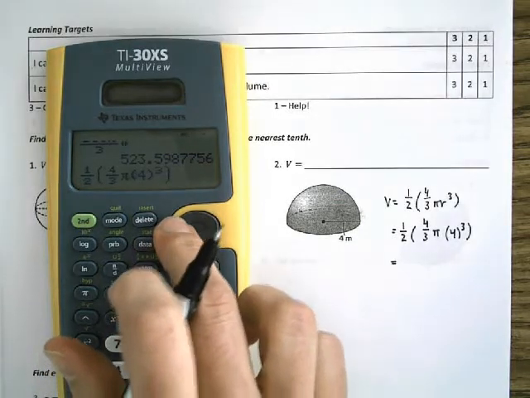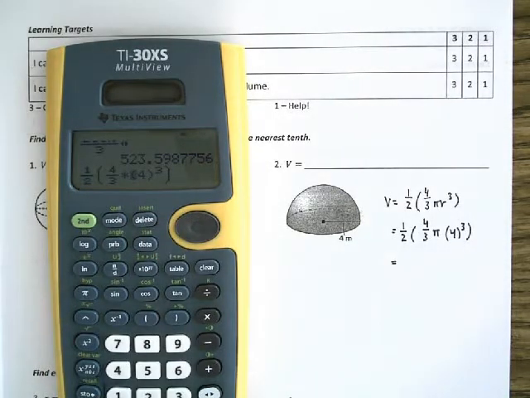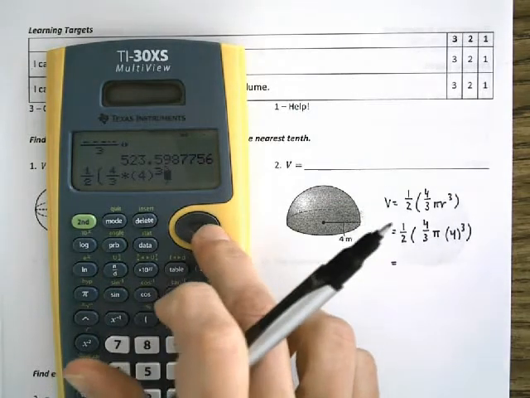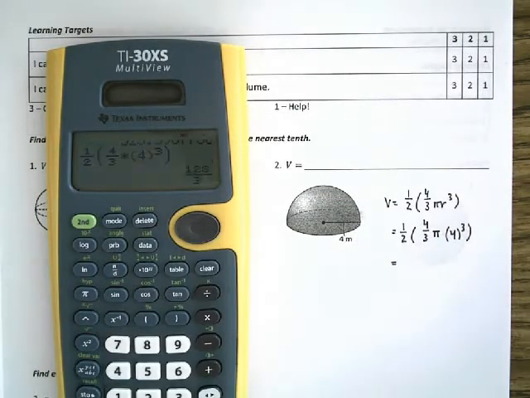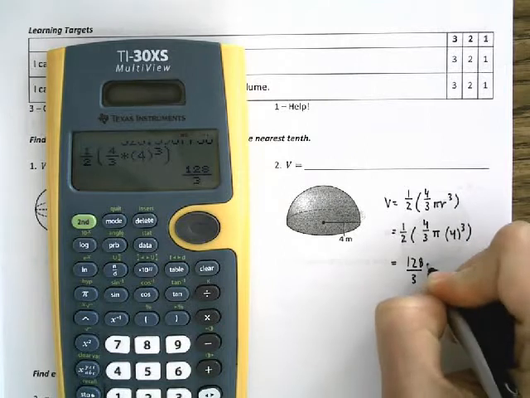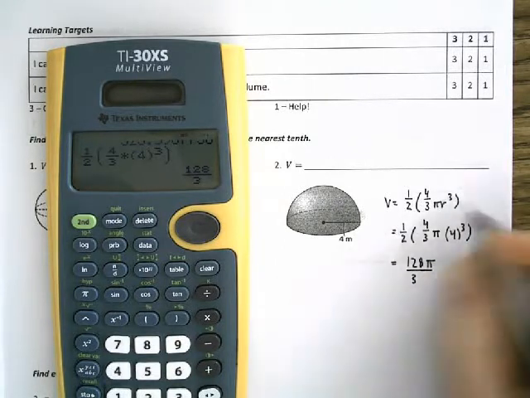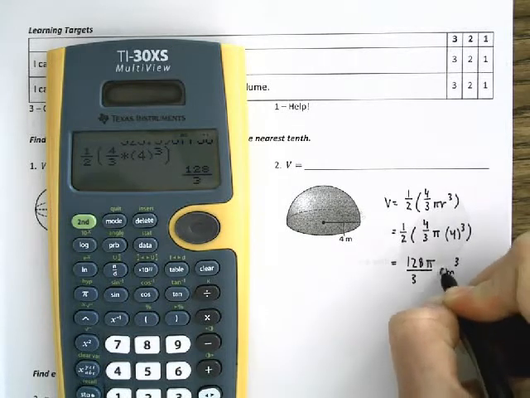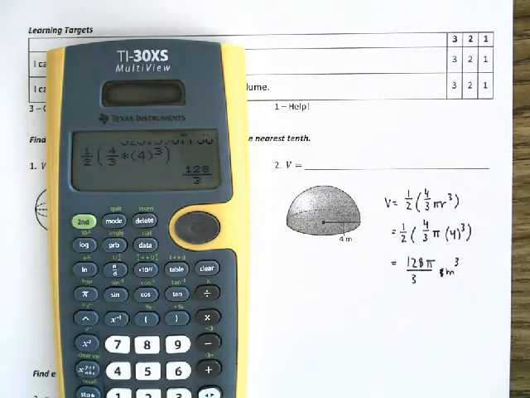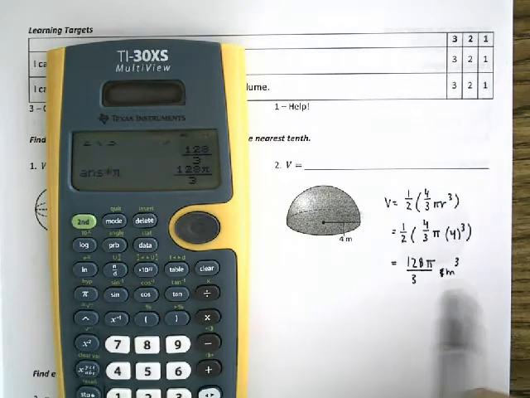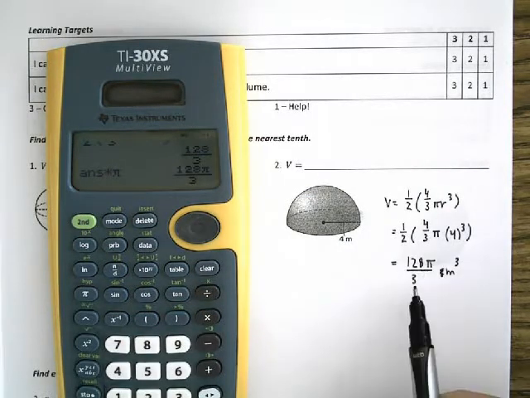And actually, I'm going to take this back. We want to do that exact, so I'm going to type in all the numbers and not the pi. So that gives me 128 over 3. And again, if I'm leaving this exact, I multiply it by pi, so I get 128 pi over 3. Whoops, sorry, this is meters cubed. So now I'm going to multiply by pi. There's my 128 pi over 3.